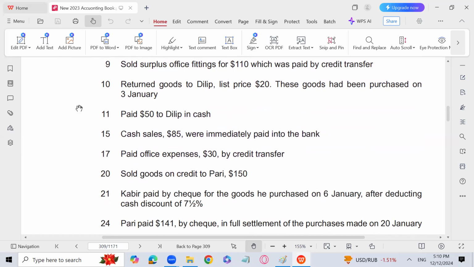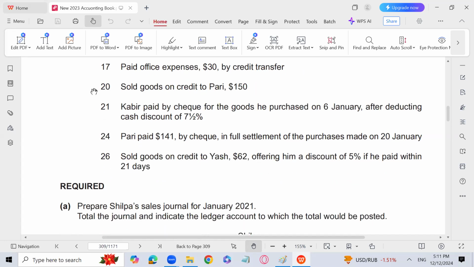Paid Pari 141 by check in full settlement of the purchases made on 20th January. If you just look at the question on 20th January, we have sold goods to Pari of 150. So we are making the payment of 141. So the entry will be Pari debit, bank is going to be credited by 141 and discount received will be credited by 9 because it is an income for us. Income is always credited because we are supposed to pay 150, but we are paying 141. So discount received is 9.